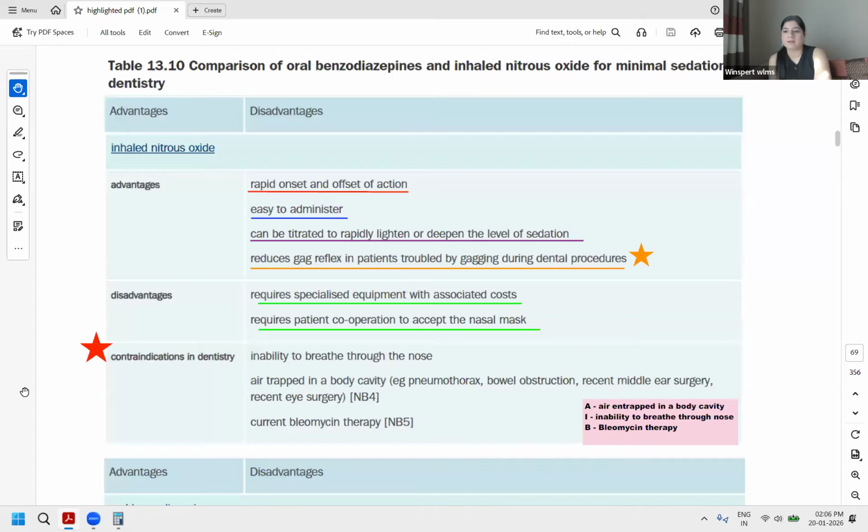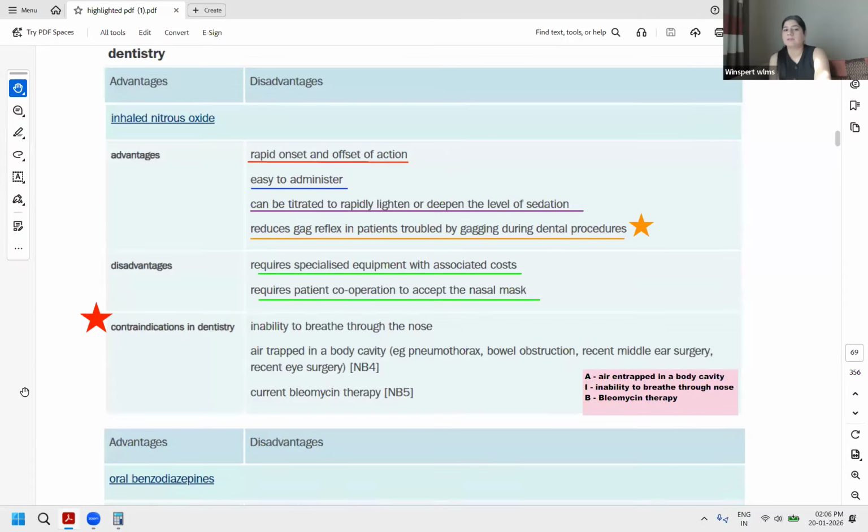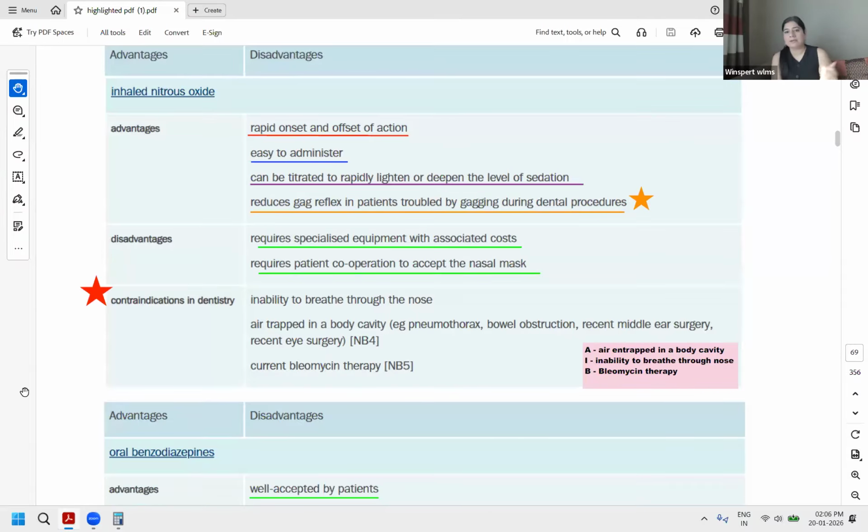So what are the advantages of nitrous? It has rapid onset and offset. Quickly sets in and quickly also leaves the body. Easy to administer, can be titrated also. If you think a deeper level has been achieved, you titrate to a lower dose. You think it's still lighter, you can deepen the dose. Gag reflex is really well managed with nitrous. Disadvantage is the equipment, you have to have your practice set up with it.